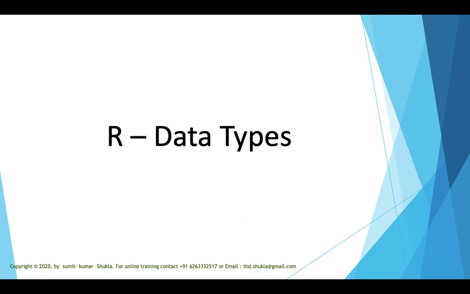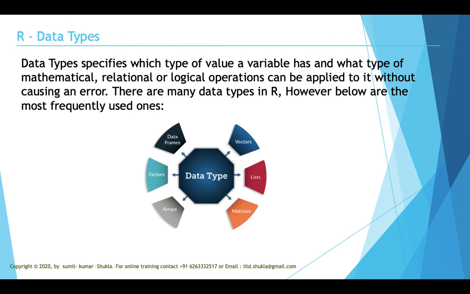We have discussed variables, now let's see the data types. What are data types? They specify which type of value a variable has and what type of mathematical operations apply, right? We'll see how all this works. So there are many data types in R. However, below are some frequent ones: vectors, lists, matrices, arrays, factors, data frames, and so on. You can see there, right?